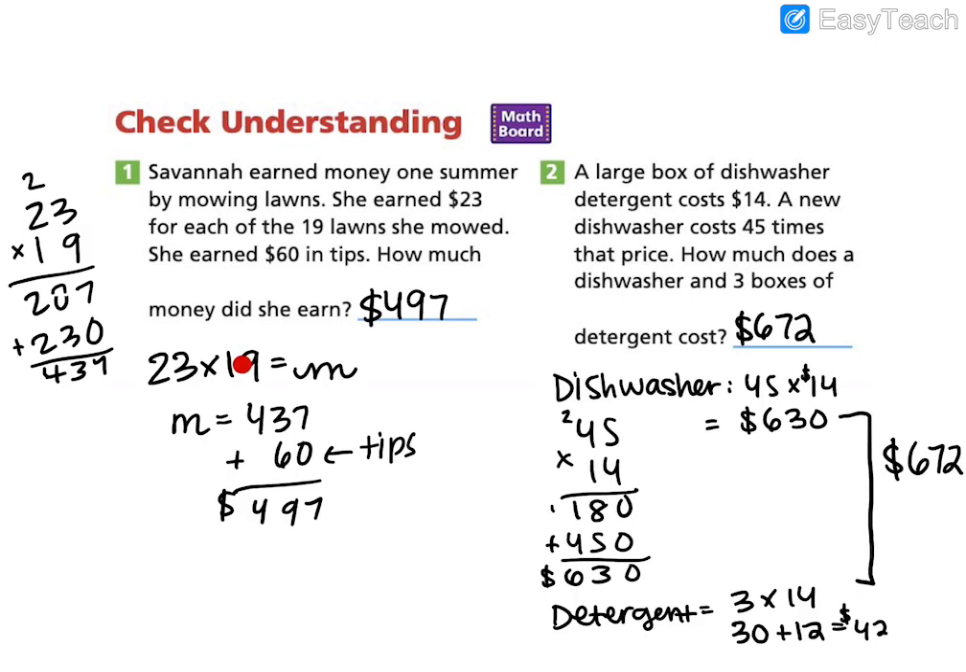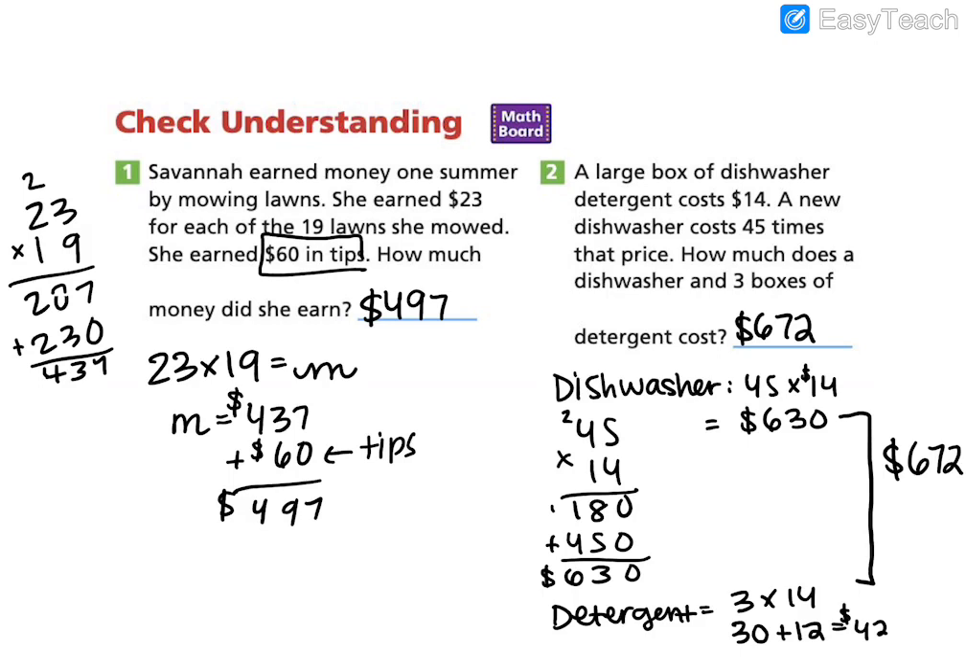She mowed 19 lawns, and each one she got paid $23 for. So in total, she made $437, but she also got $60 in tips. So we had to add her tips on. So in total, she made $497.